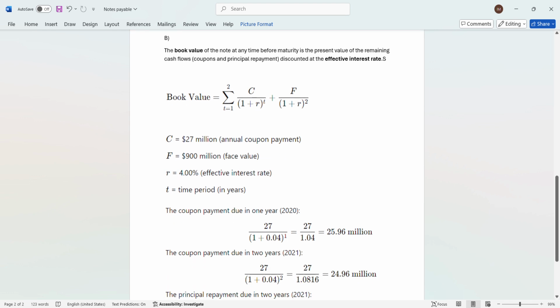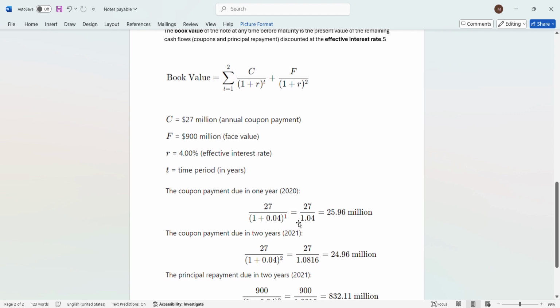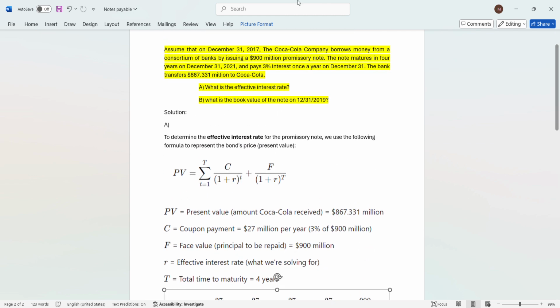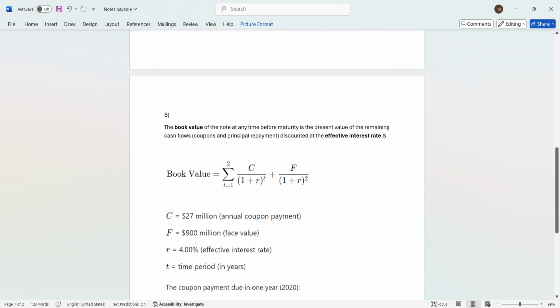For the coupon payment due in the first year, in 2020, we just have to calculate the present value of that coupon payment. The annual payment is 27 million for that year. We just plug in the interest rate and the number of years, 1, and we have 25.96 million for the year 2020. The same thing for 2021. Our coupon payment remains the same, and we just change the number of years, and we have 24.96 million. Even if you see in our question, they asked for the book value until 2019.